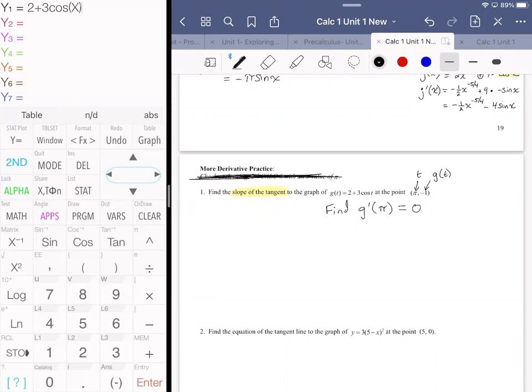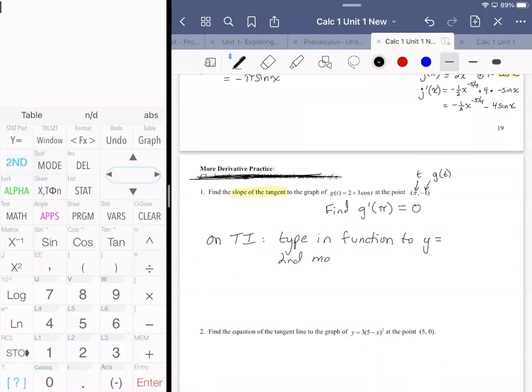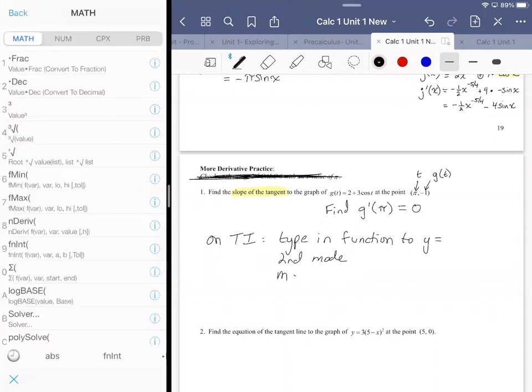So on the TI, type in the function to the y equals, right? Then quit out of there, the second mode. Then go to math, option 8.